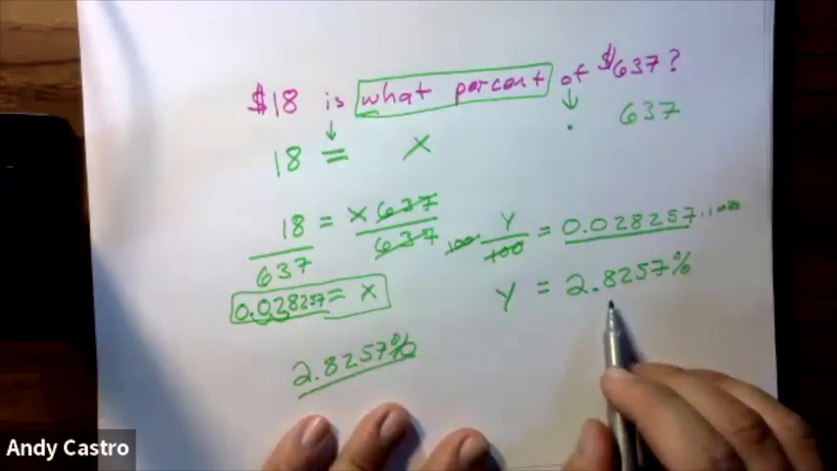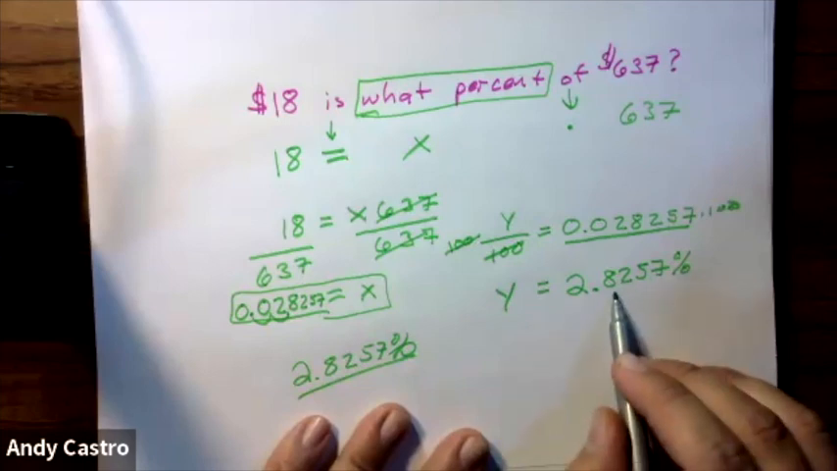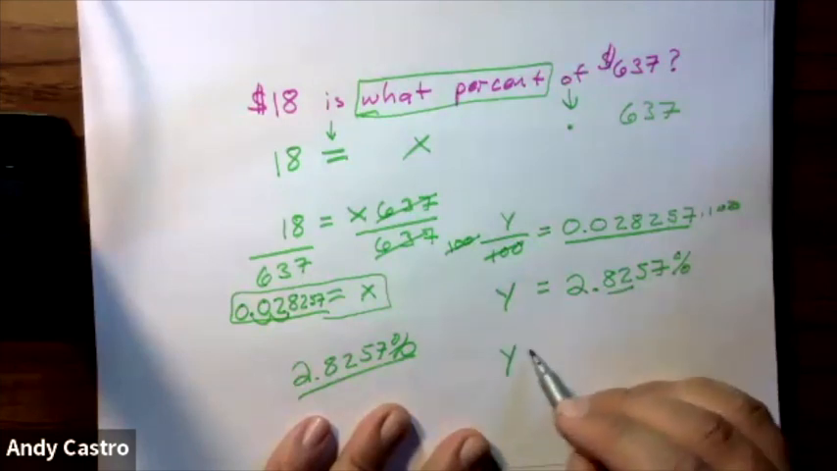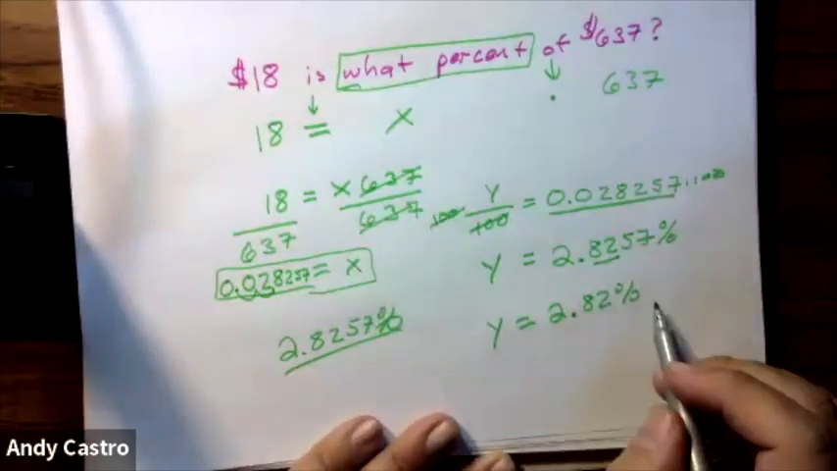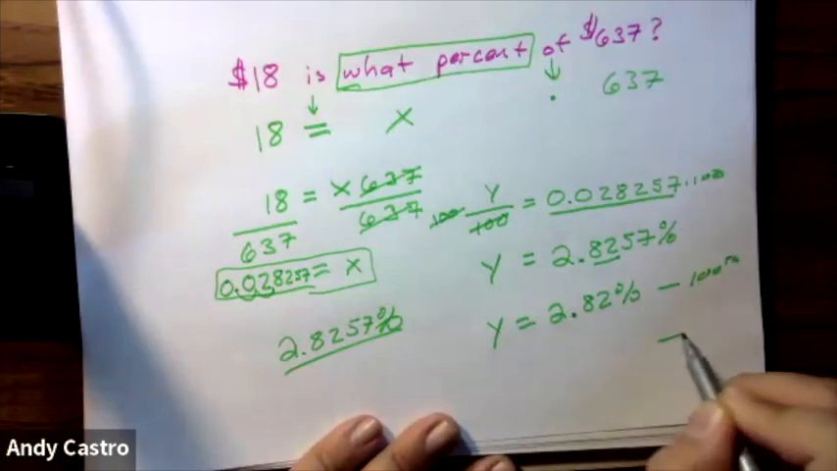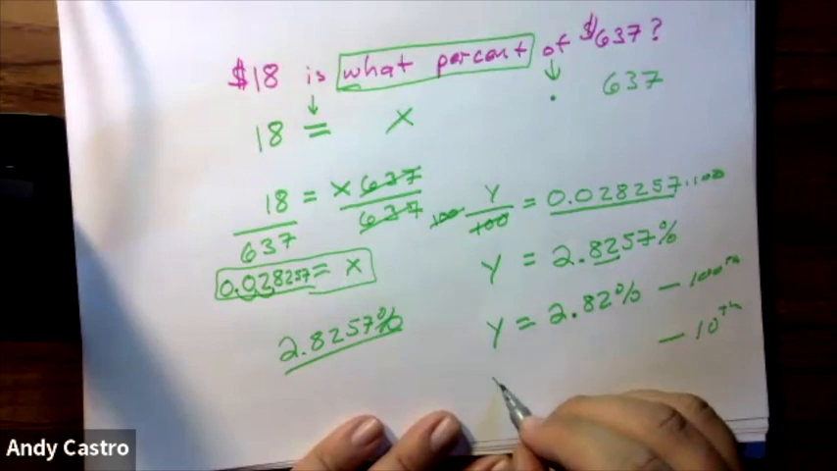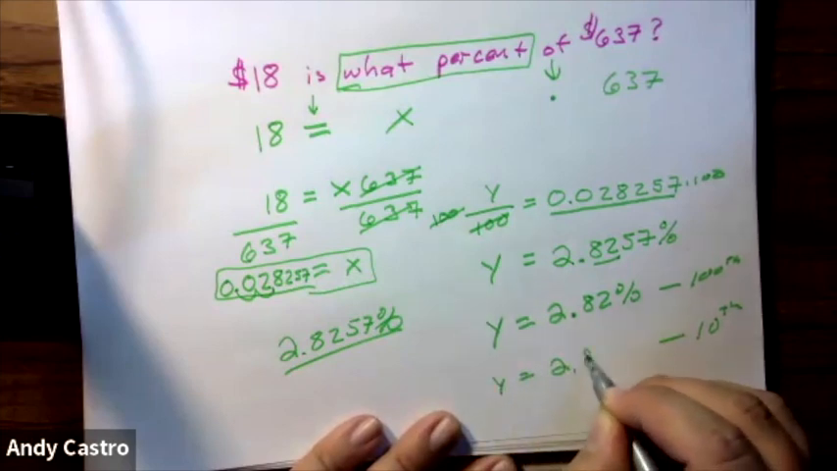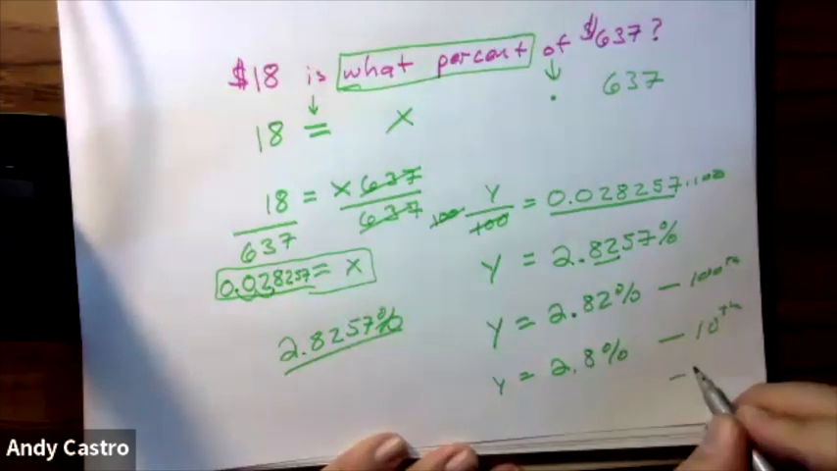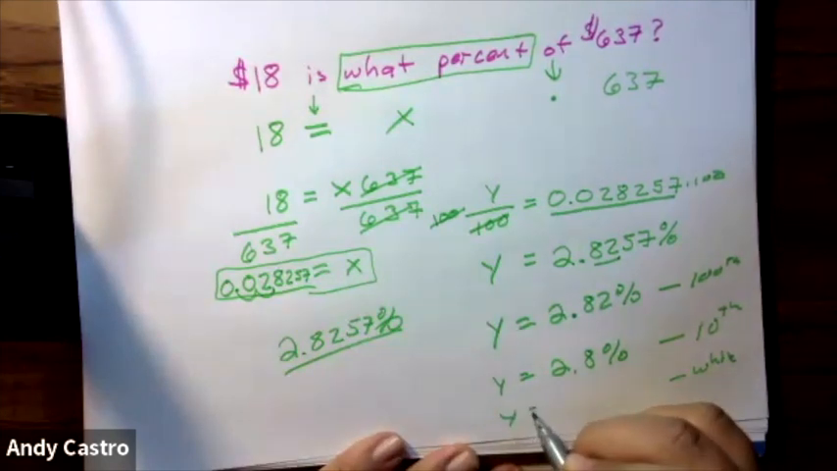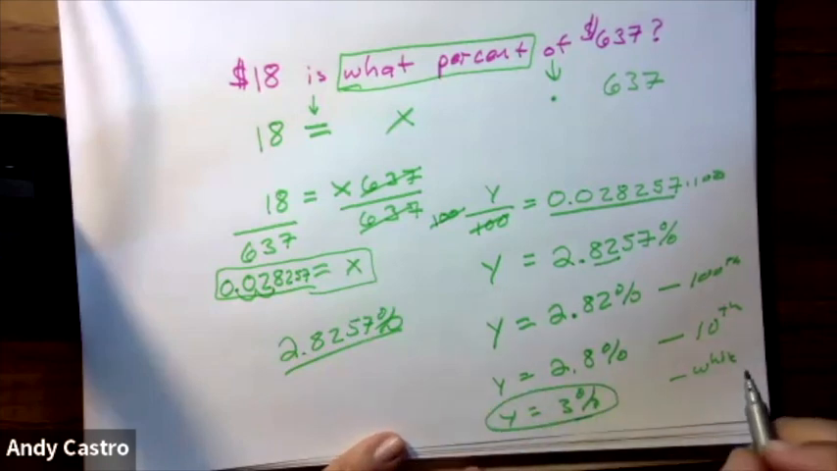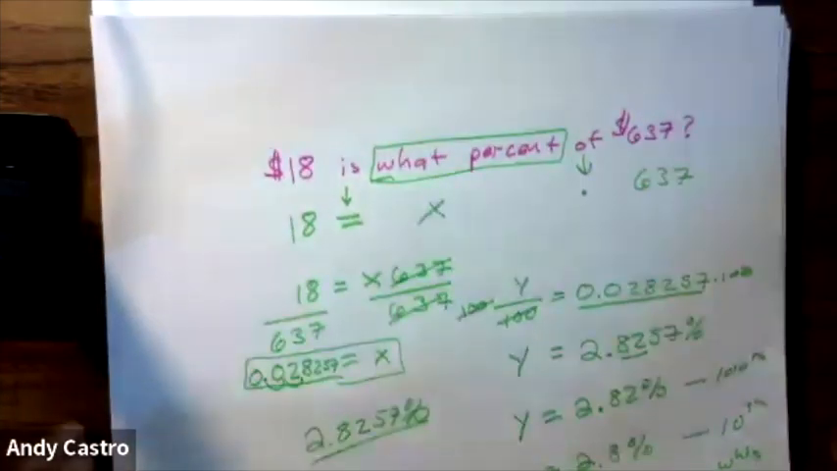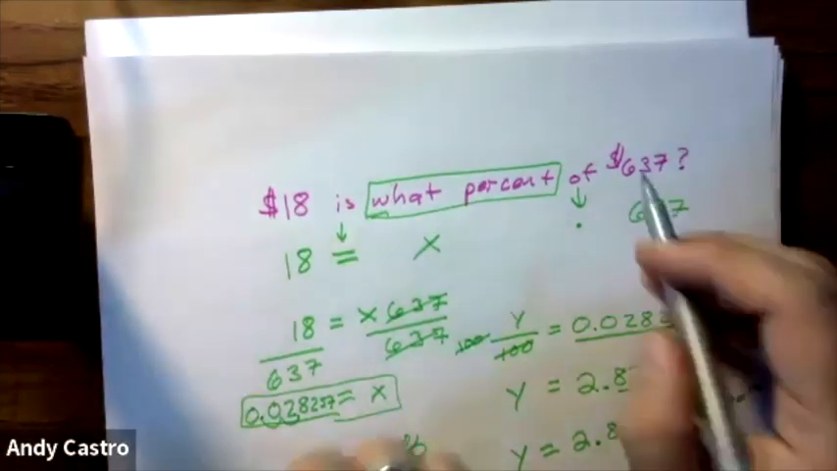Okay, so 2.8257. So if I rounded to my hundredths, I would say this is 2.82%. If I rounded to my tenth, this would be 2.8%. And if I rounded to a whole, this would be 3%. So if I just rounded to a whole for an easy number, 3%, then I know that my profit is 3%.